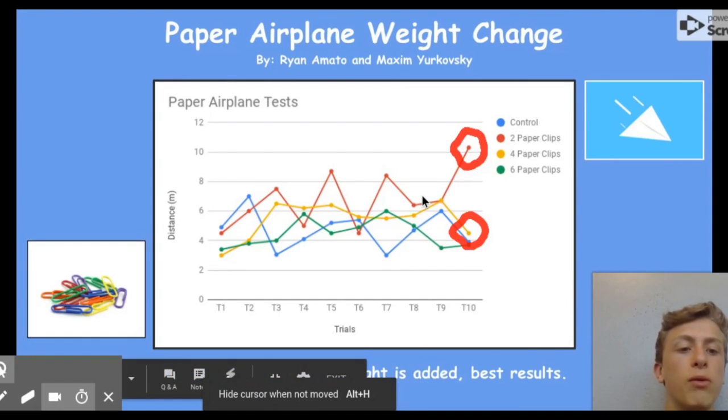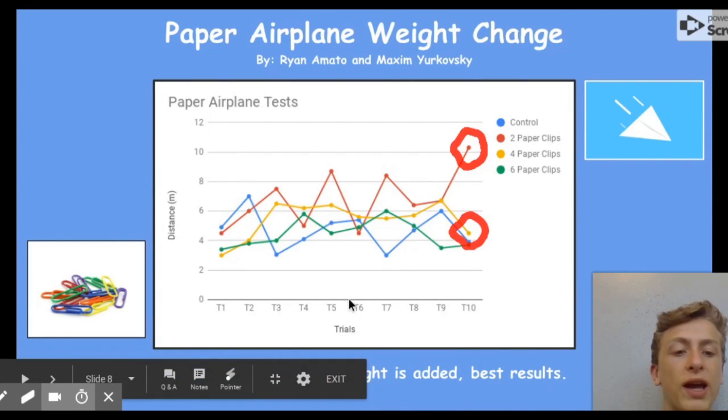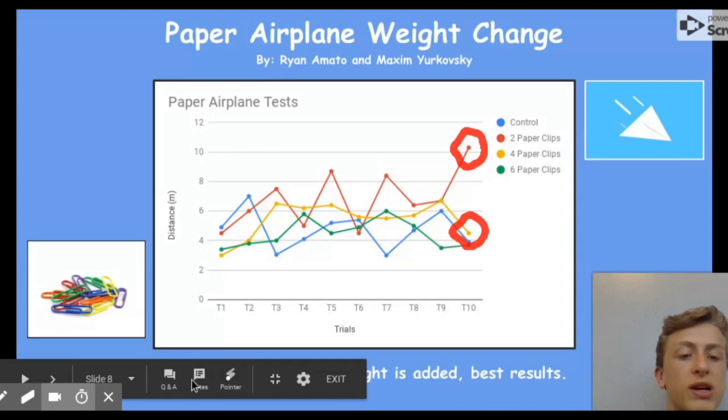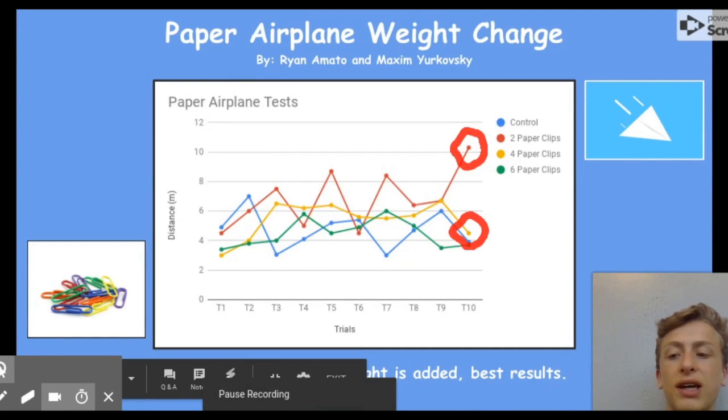In conclusion, what we have found with this experiment is that a little bit of weight goes a long way as the plane reaches longer distances than it did in the control trial, but too much weight drastically decreases the distance that the plane reaches.